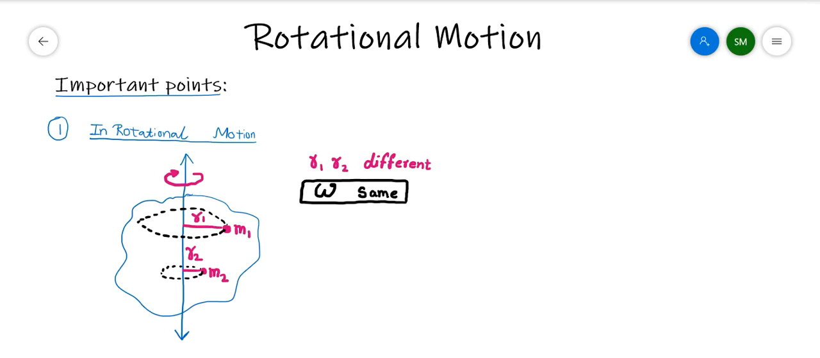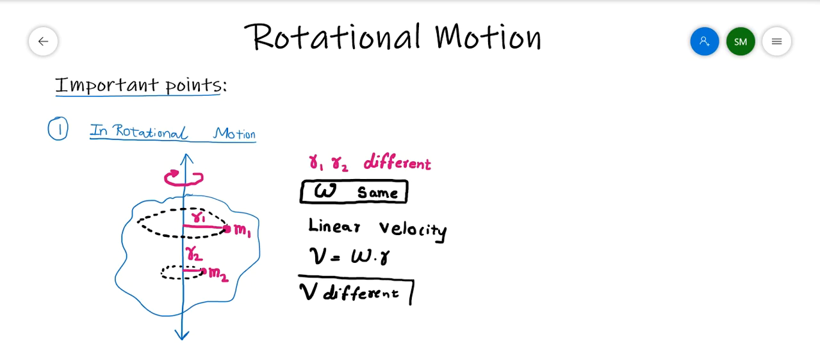Next, if I talk about the linear velocity of a particle, as you know, v is given by omega times r. Since omega is the same but r is different, v is also different for different particles. So all these particles have different linear velocities but the same angular velocity. Remember this point.